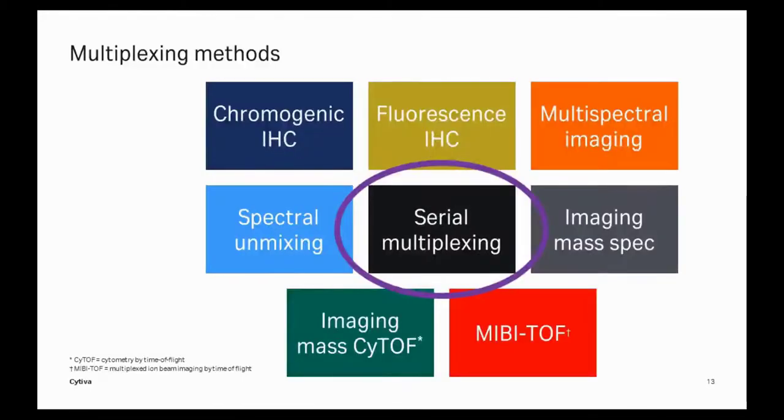more than three stains. And so over the years, a number of techniques have been developed, from chromogenic immunohistochemistry and fluorescence immunohistochemistry, which we just saw, to multispectral imaging, spectral mixing, serial multiplexing, and many other techniques. And today we're going to look at one of these in depth called serial multiplexing.